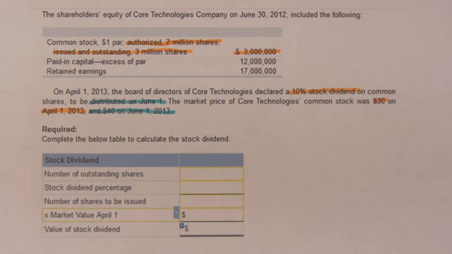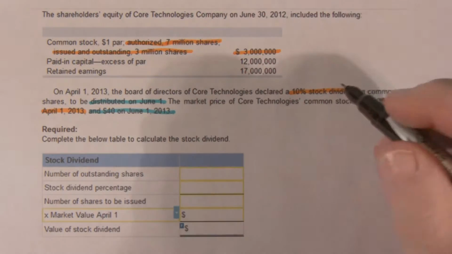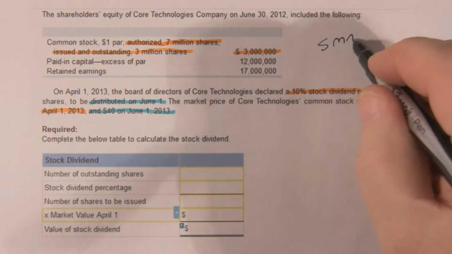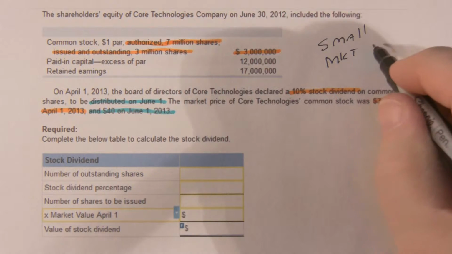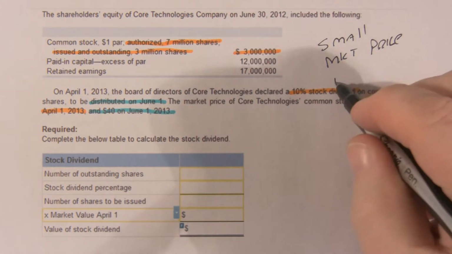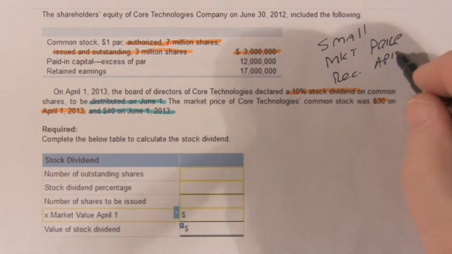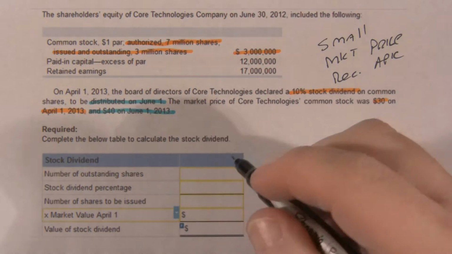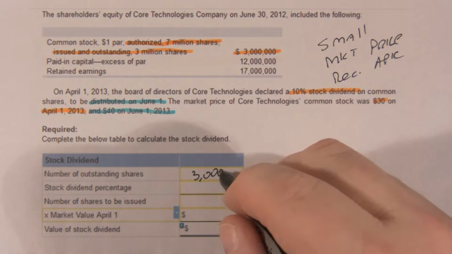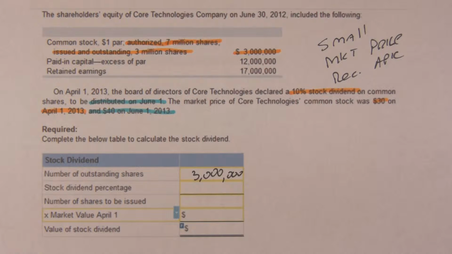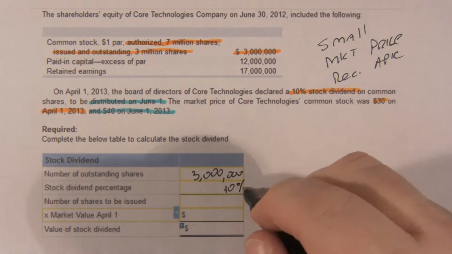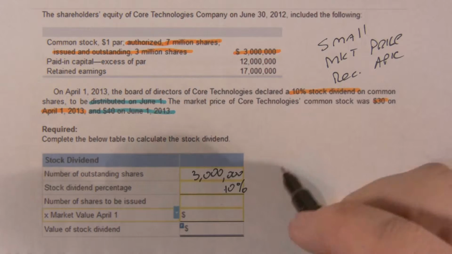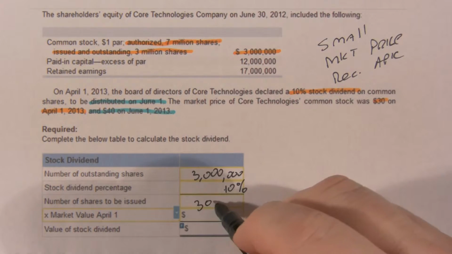Now, this is a small stock dividend. This is a 10% stock dividend. So it will be done at market price and will recognize additional paid-in capital. Remember, small dividend, market price, recognize additional paid-in capital. So, number of shares outstanding, 3 million. The dividend percentage is 10%. So the shares that we're going to distribute is 300,000.